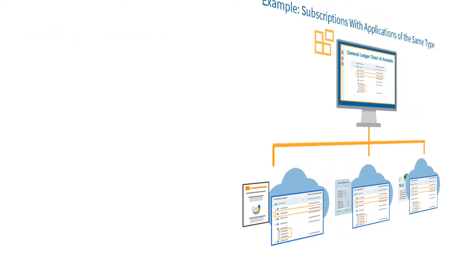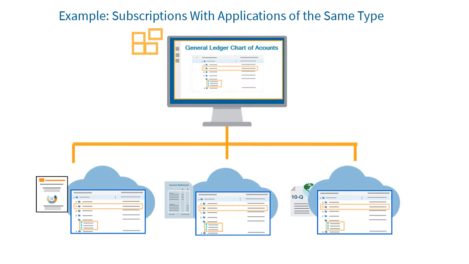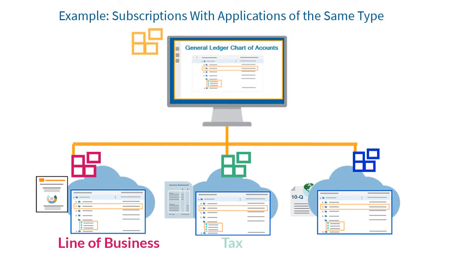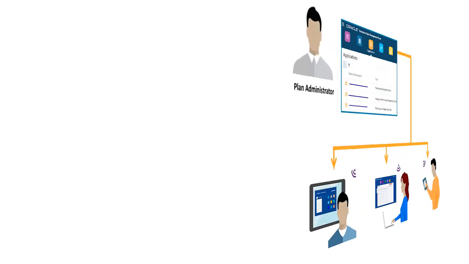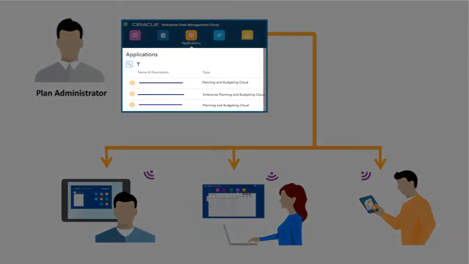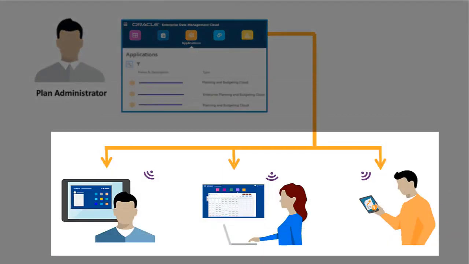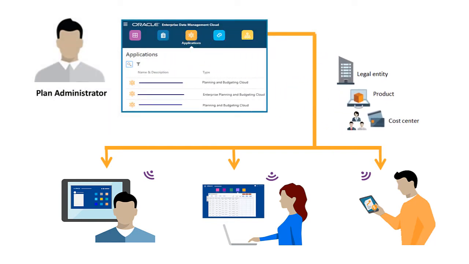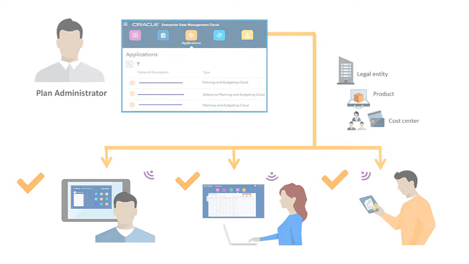Or, if you have applications of the same type, you can manage alternate business perspectives across multiple reporting contexts, such as line of business, tax, and statutory reporting. For example, a plan administrator managing dimensions for three different planning applications can share the legal entity, product, and cost center dimensions across these modules. Changes to the source application are replicated in the subscribing application viewpoints.